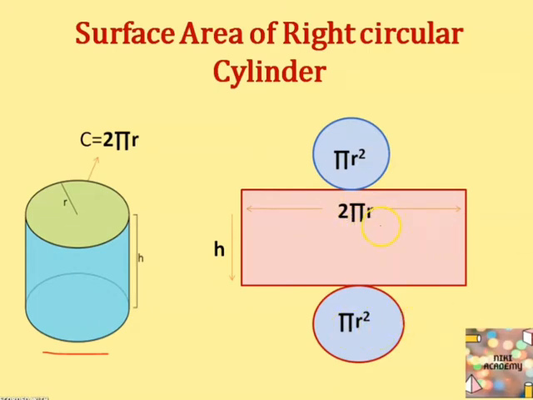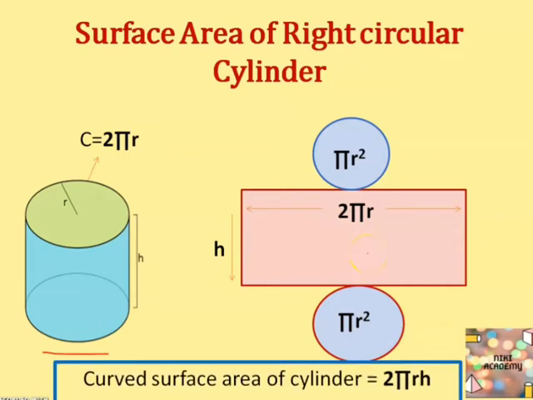This rectangle only we are curving to get a cylinder. So the curved surface area is equal to 2 pi r h. We are finding the area of the rectangle, which we curve to get a cylinder. So the curved surface area of the cylinder is 2 pi r h.